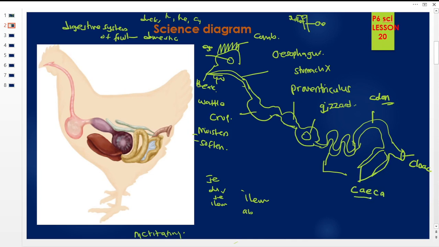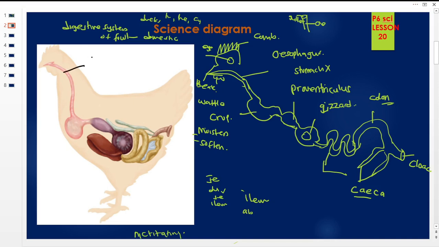We call them the caeca. Now we need to know how important these parts are. Before knowing the functions, let us compare what we have drawn with what is here. Let us change the color. We get a color which can suit here.